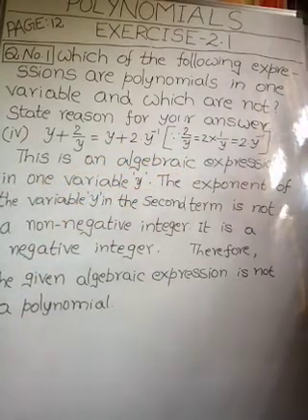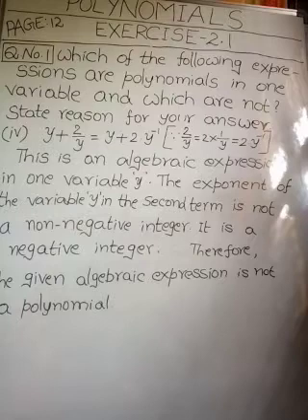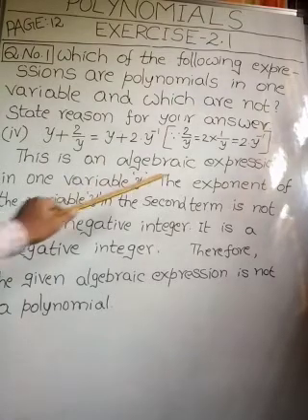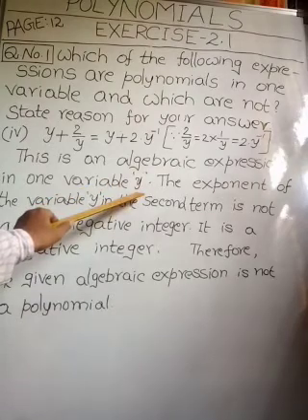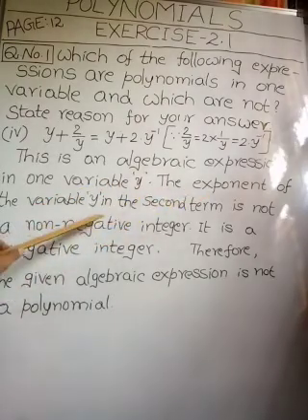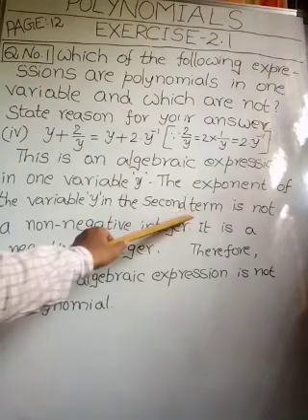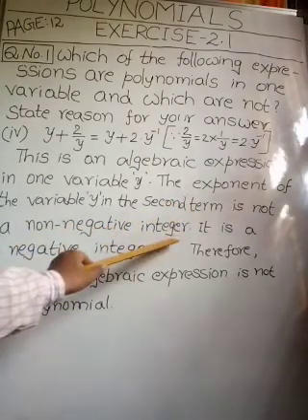What are the variables in this algebraic expression? Y. Y is the only variable. So it is an algebraic expression in one variable y. But the exponent of the variable y in the second term is not a non-negative integer.